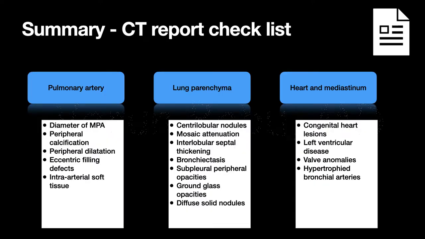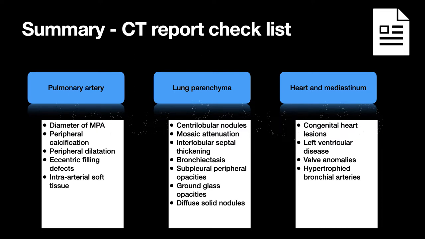So in order to summarize, if you broadly look at it, you need to have a checklist where you look at the pulmonary artery, the lung parenchyma, the heart, and the mediastinum. Make sure you look at the diameter of the main pulmonary artery. Look for contents within the artery, peripheral calcification. Look for the caliber. Is there peripheral dilatation? Look for eccentric filling defects. Look for intra-arterial soft tissue.